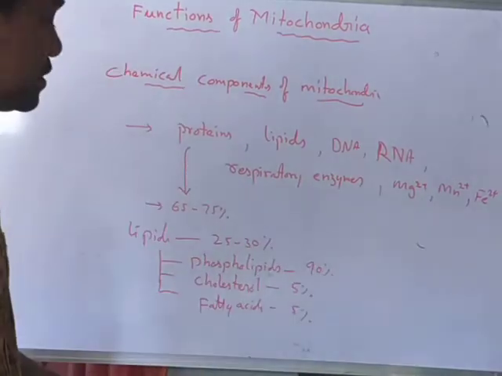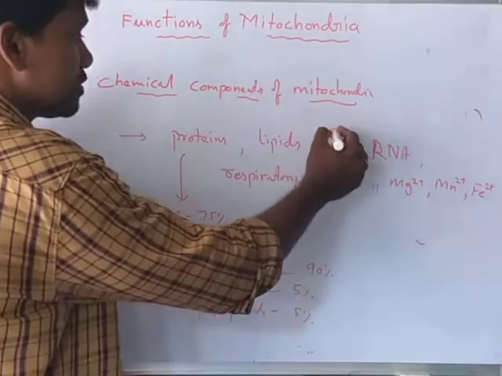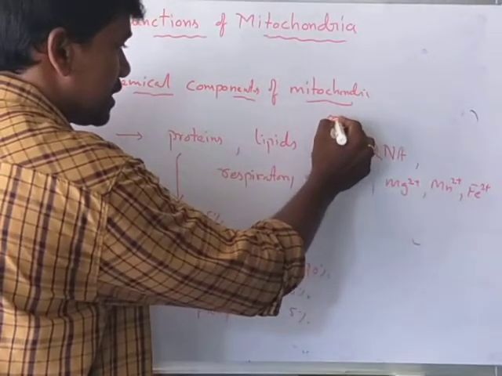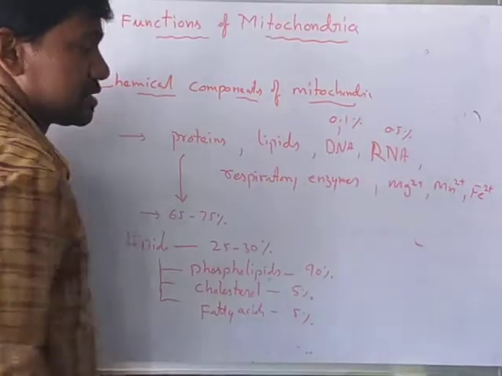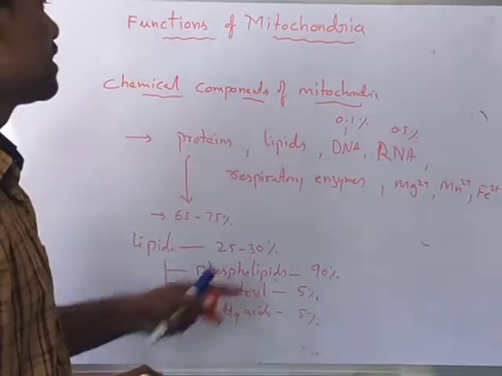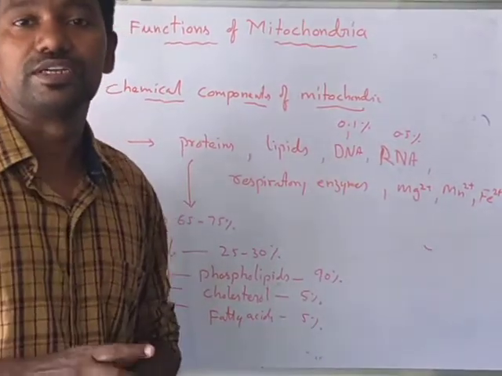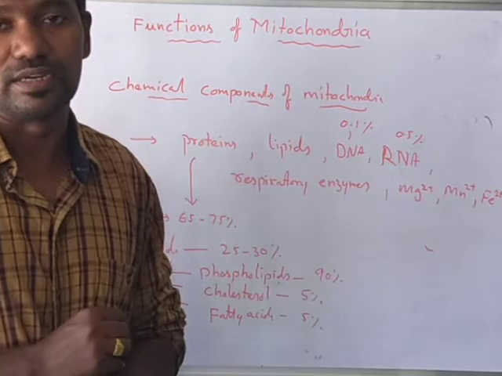Okay, right. Another, DNA: it is 1% and RNA 0.5% is present. Okay, right. These are the chemical components of the mitochondria.